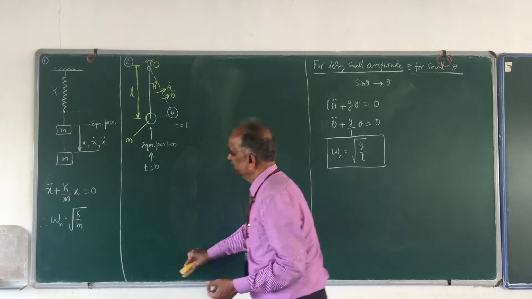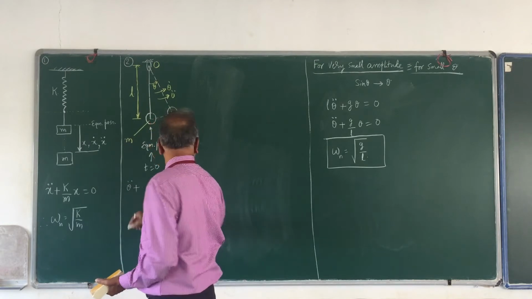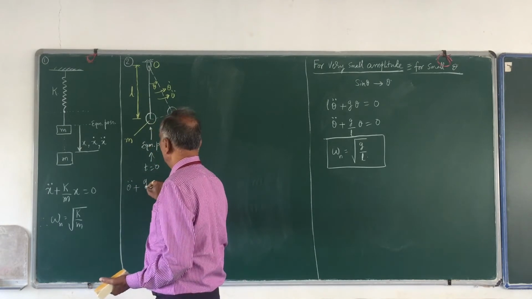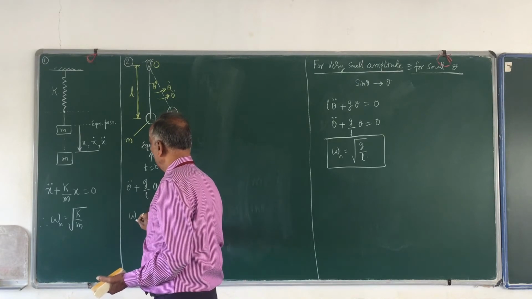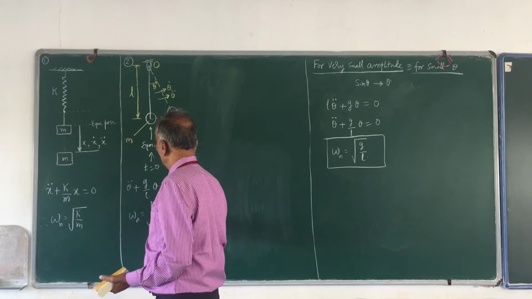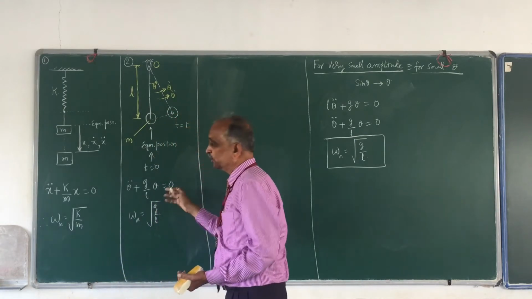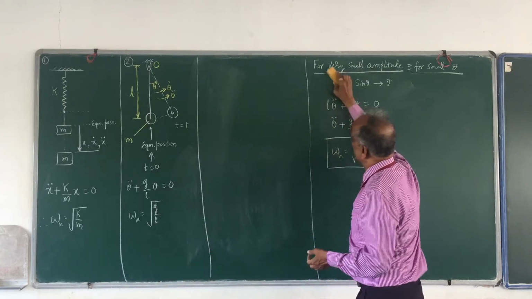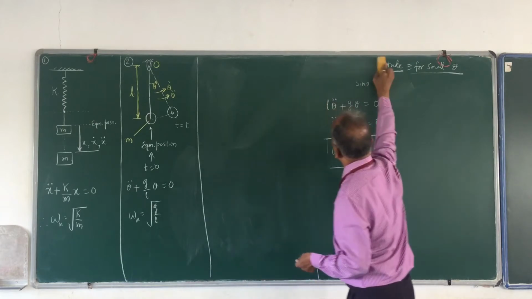So I shall rub all this out and straight away write what the equation is. The equation is theta double dot plus g by L into theta is equal to 0, and therefore omega n is equal to root of g by L. So this is what we have done. By what method have we done it? Please remember, we have employed Newton's second law, nothing else.